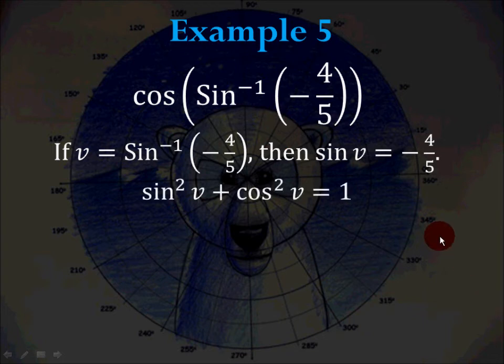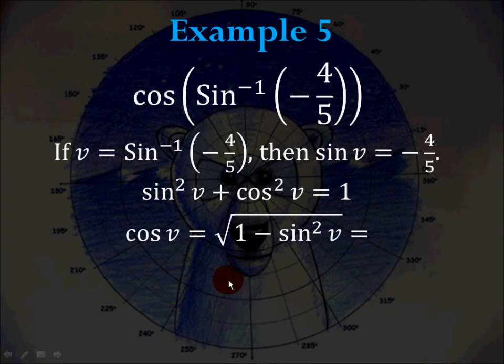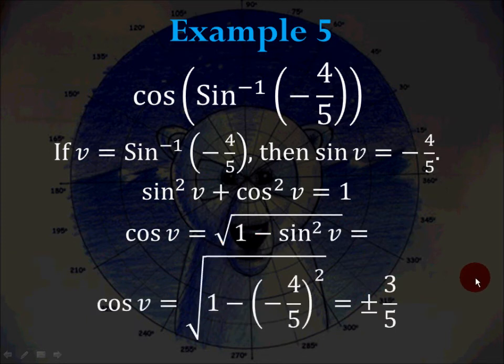Now, we can solve for the cosine of v because we can use the Pythagorean identity. So the sine squared of v plus cosine squared of v equals 1. So the cosine of v is going to be the square root of 1 minus sine squared v, which if you plug it in, gets you the square root of 1 minus the negative 4/5 squared, which is either going to be plus or minus 3/5. Now, the question is, how do you know if it's positive or negative?